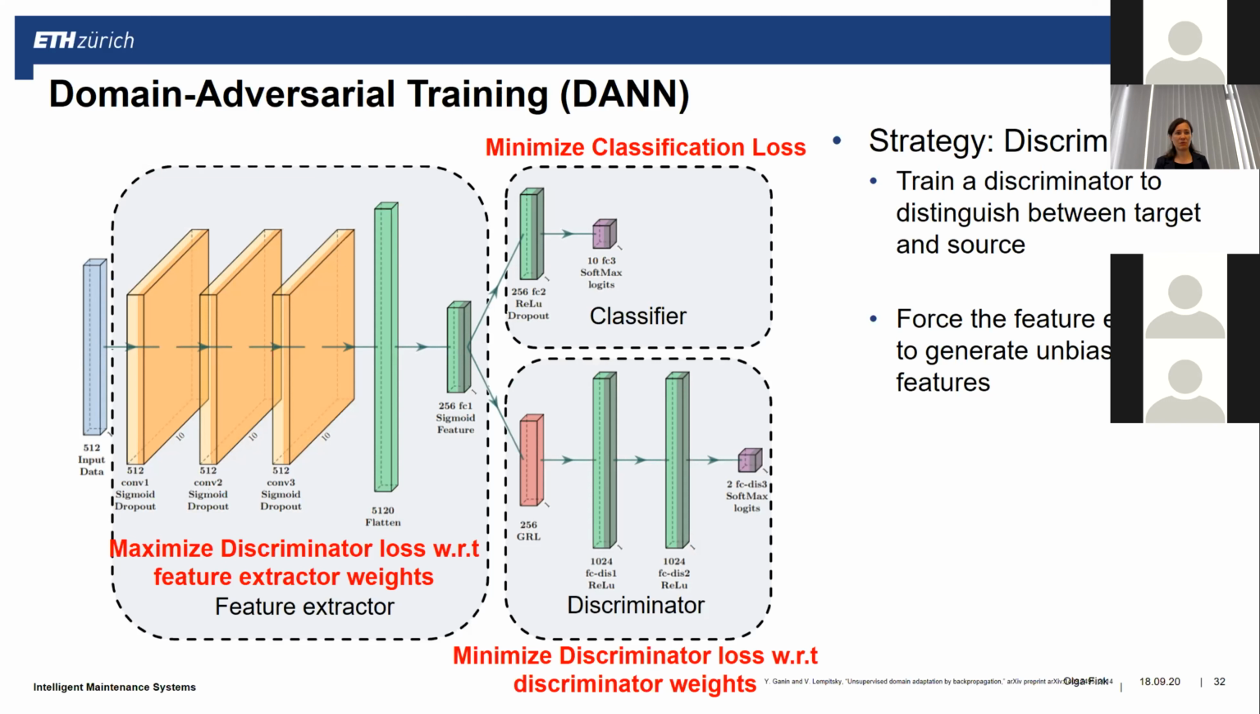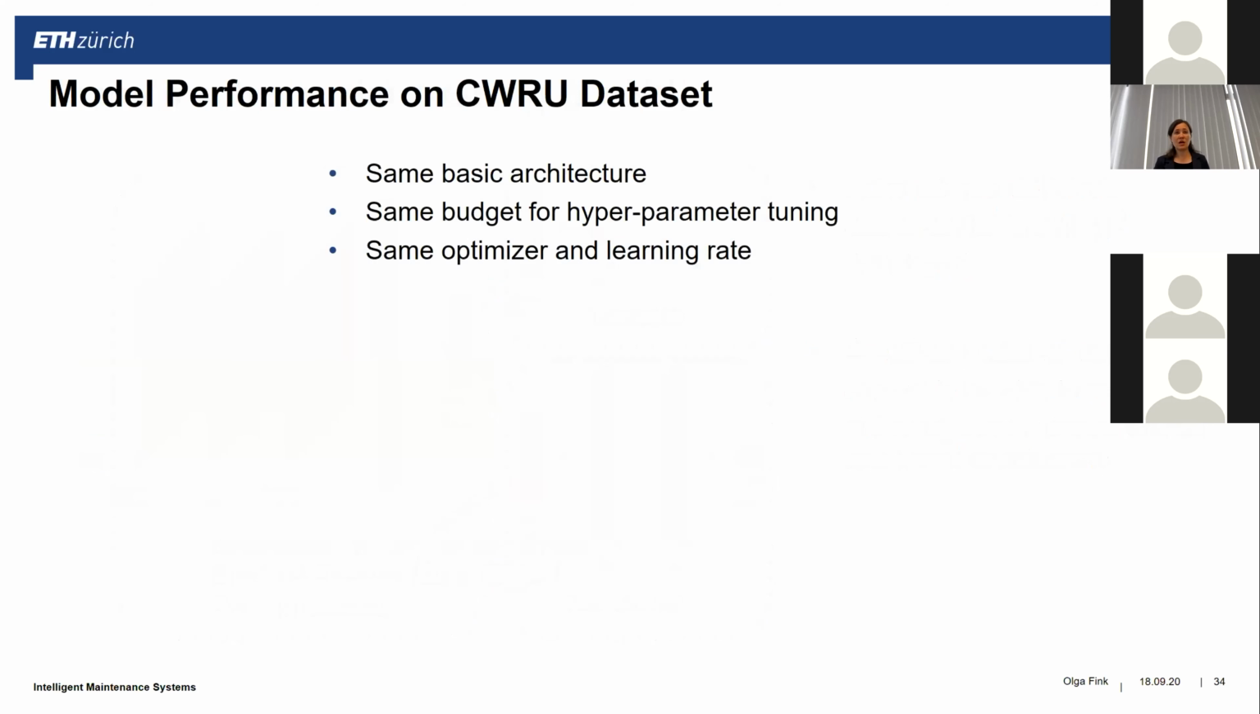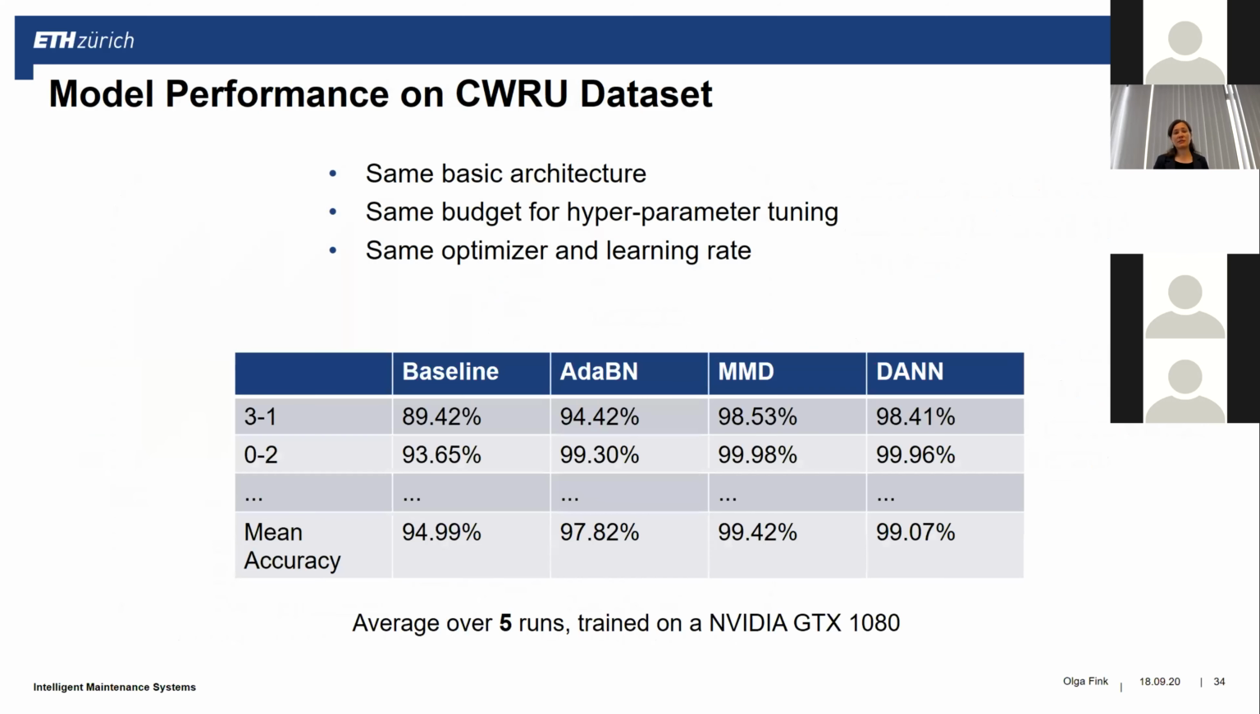So for each of the 3 approaches, there was the same basic architecture, the same budget for hyperparameter tuning, the same optimizer, and the same learning rate, and those are the results that we obtained. The baseline is if we just train on one domain and apply it without any adaptation on the other domain. The mean performance is still quite good. We have around 95%, which means that it's not such a difficult domain adaptation task.